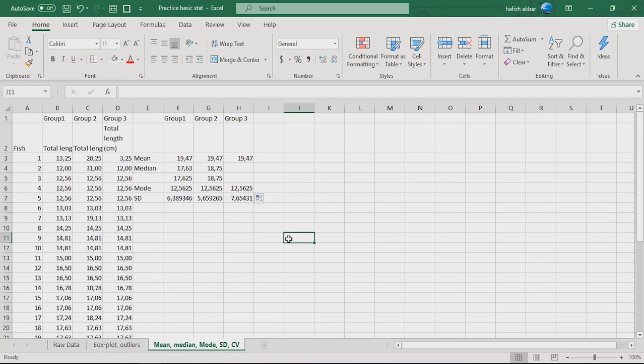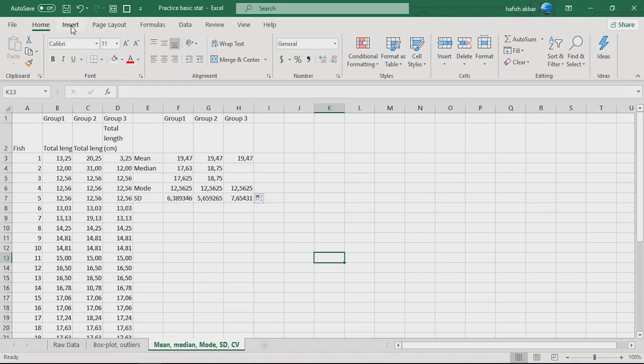Now, I would like to explain the importance of standard deviation itself. What is the meaning of standard deviation, and what information does standard deviation give on your data? Standard deviation is usually used with the mean. You use standard deviation to describe the spread of your data from its mean.